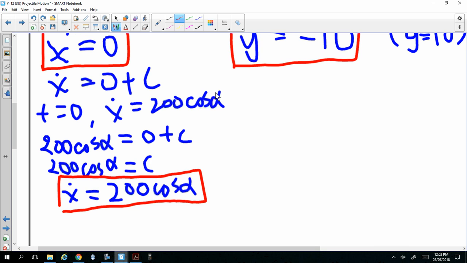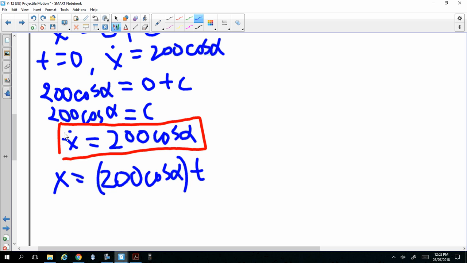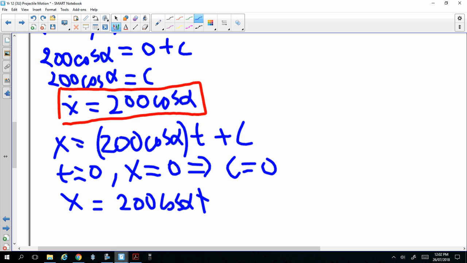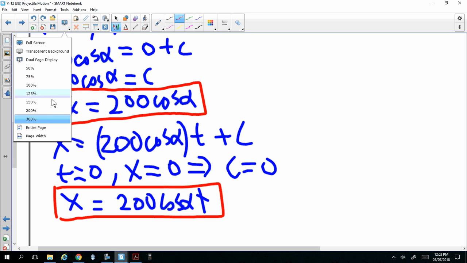So we continue. We're going to integrate this again. So x, now remember that's a constant. When you integrate, you get 200 cos alpha t. That's a constant. You're not integrating cos, you integrate x dot. Get that plus c, and when t is 0, x is 0, so therefore c equals 0. So x equals 200 cos alpha t. Another box. Good. So you have these 3 equations, and then you do the same thing for y double dot.